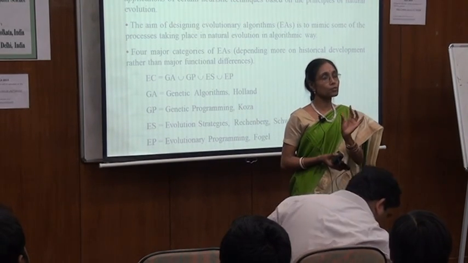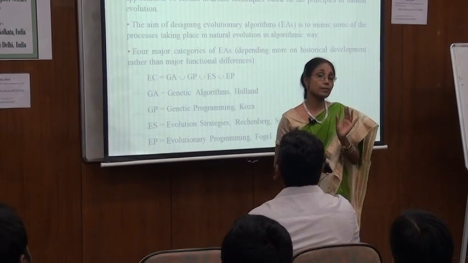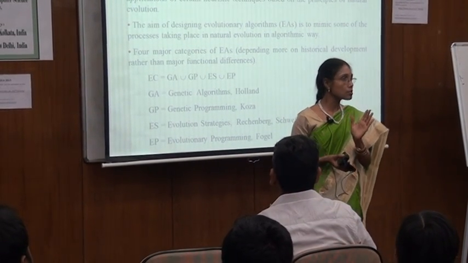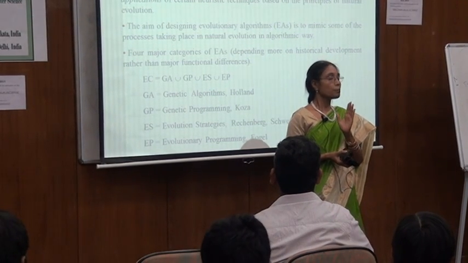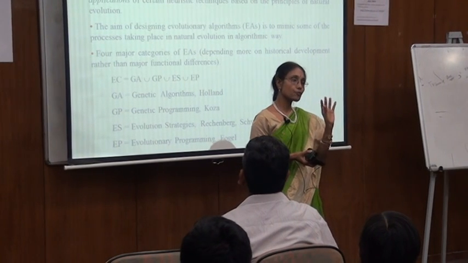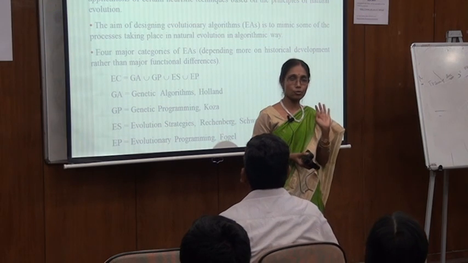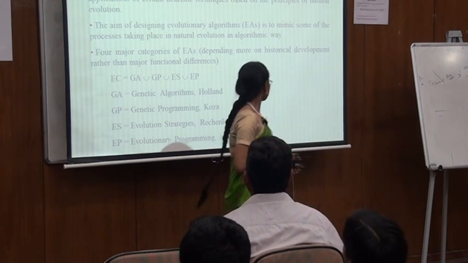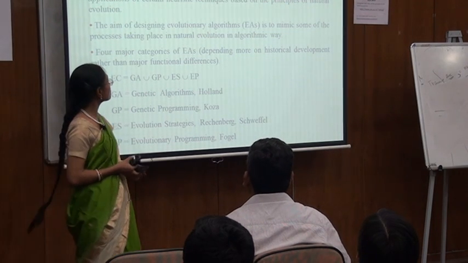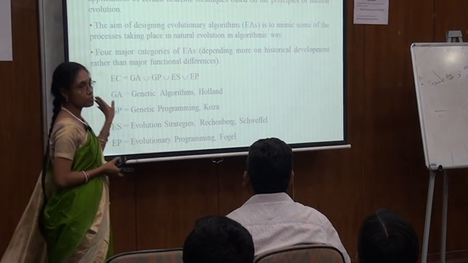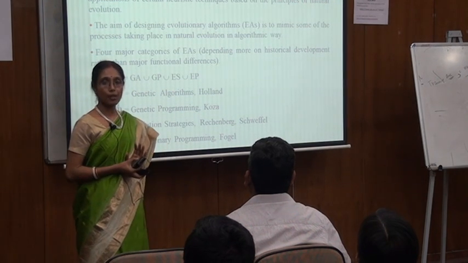Normally we cannot say that it will always give me the global optimal solution, because it is a kind of heuristic procedure. But there is a tendency that starting from weaker solutions, it will generally evolve to better and better quality solutions. So the aim of designing these evolutionary algorithms is to mimic some of the processes which take place in natural evolution in an algorithmic fashion.